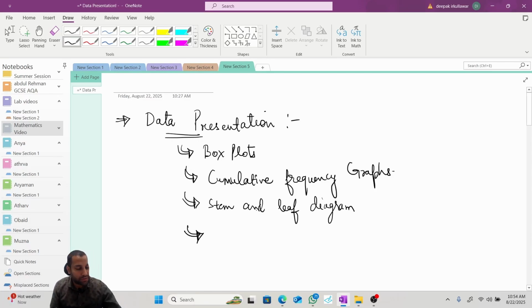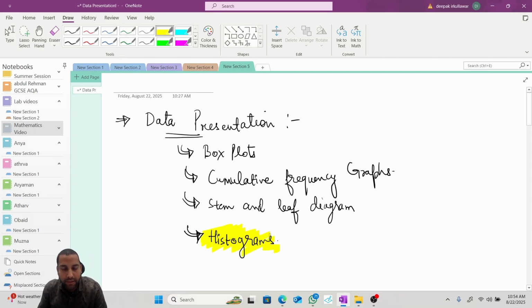So generally we will be dealing with histograms, so that is important, and we will deal with that. Our primary focus is histograms. All the remaining types of data representation you have done at your school level, and those are easy. Sometimes the question can be confusing if you are given a histogram. So let us understand what a histogram is.